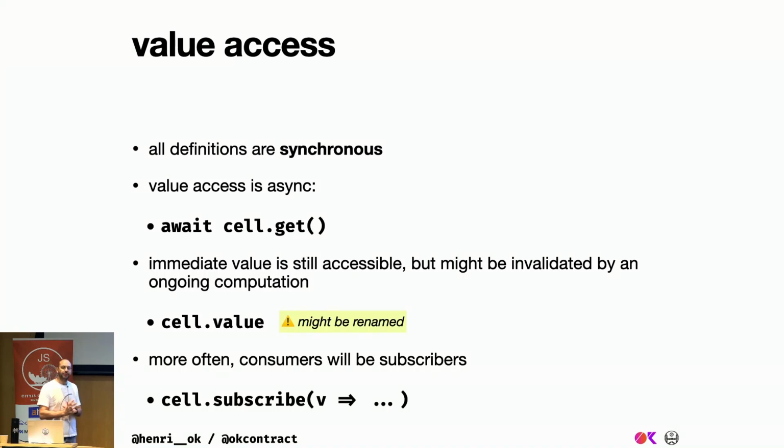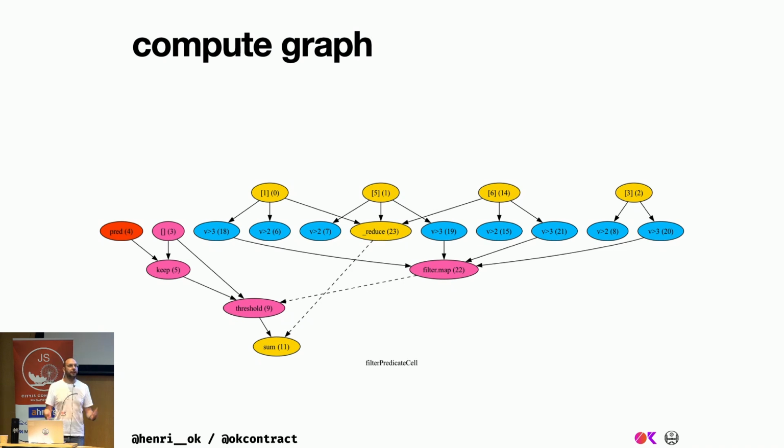So how do you get access to values? As we've seen previously, all definitions are synchronous. When you define values, when you define computations, it's synchronous. But because you're just defining the computations, they're monads. So you're not getting the immediate computation. This will be done later. So basically, you wait when you want to get a value. When you want to get a cell, you just await cell.get. You can access the immediate value, for very rare cases, using .value. But more often, what you want is just to subscribe and basically create a subscriber which will react to the changes of that cell.